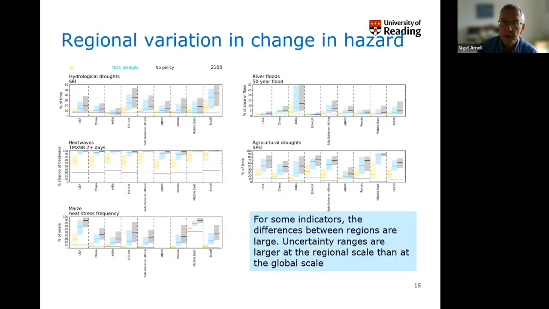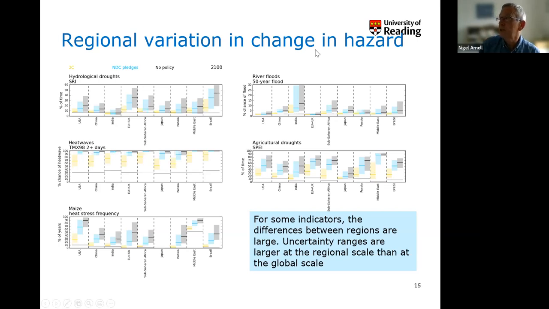There's variation across space. So although that was the global aggregate, there can be quite big and significant differences in different parts of the world. So when we're looking at the global consequences of climate change, we shouldn't just look at the global total or the global average. It may be much more important that particular parts of the world would be extremely significantly affected.